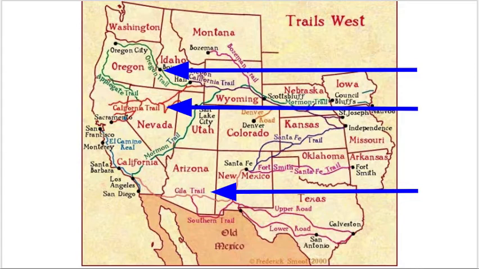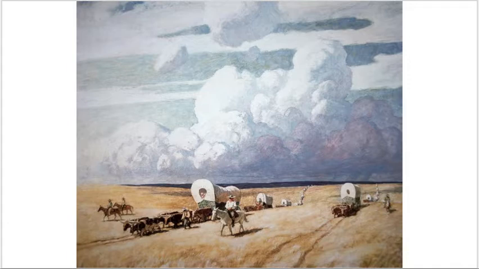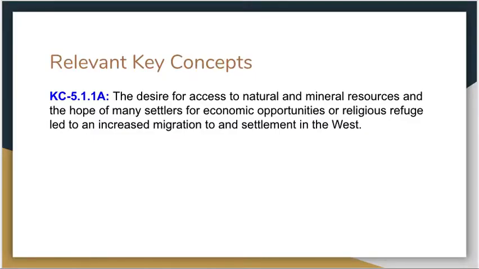However, it wasn't until after 1844 that massive numbers of Americans pulled up stakes and headed west. That's when there was a significant push toward the west coast of North America, not before. And what caused this era of massive immigration and settlement to take place? Well, the answer to this question can be found in Key Concept 5.1.1a.